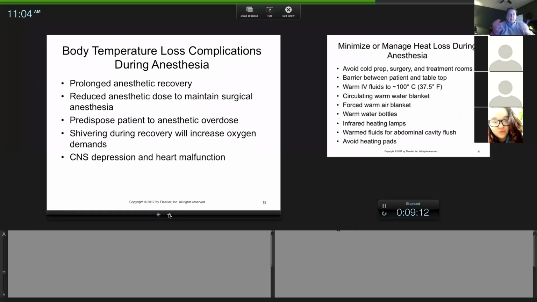What are the complications that can happen? There's definitely consequences to cold patients. They are, number one, going to take longer to recover. The colder they are, the longer they take to wake up. I want you to burn this statement into your brain. The colder they are, the less anesthesia they need.